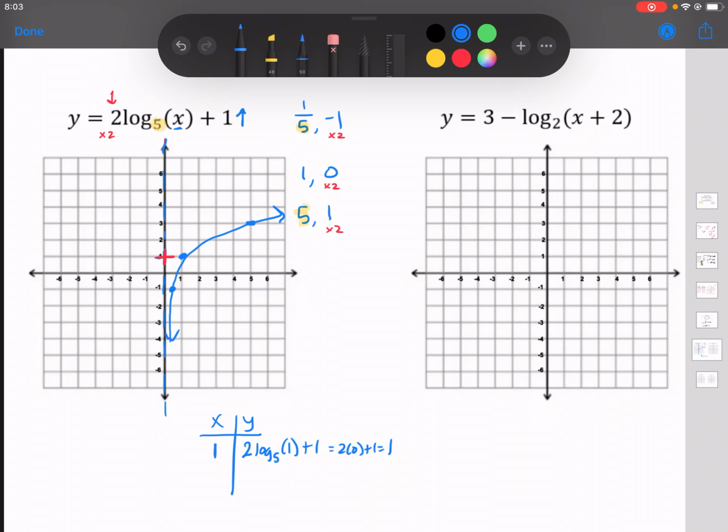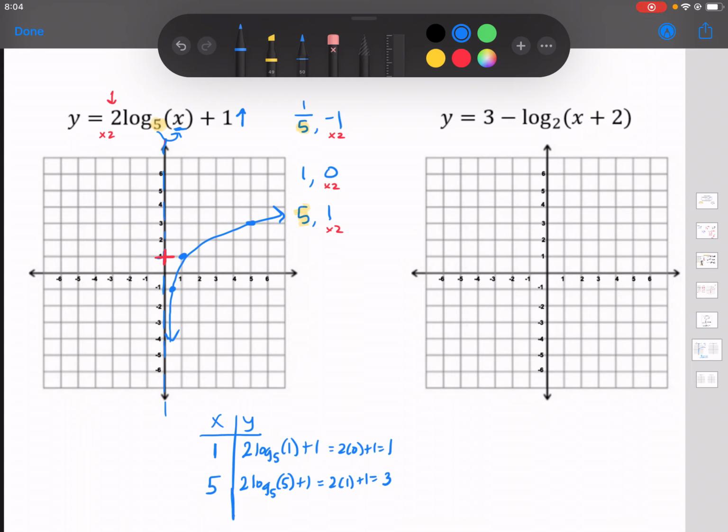The next thing I do is I match the base. So I figure out what x value is going to match that base. In this case, it's just x inside. So I'll do 5. 2 times log base 5 of 5 plus 1. Well, log base 5 of 5 is really easy as well, because anytime the base matches the argument, your answer is always 1. So this would be 2 times 1 plus 1, which is 3. So I have the coordinate 5, 3.